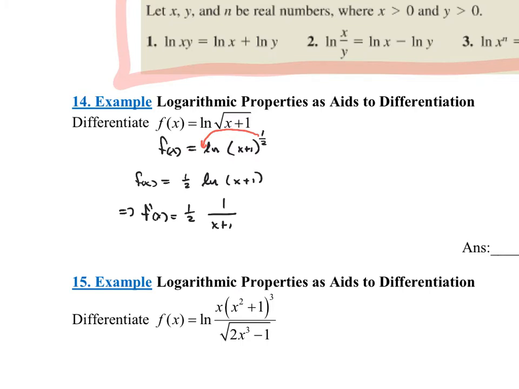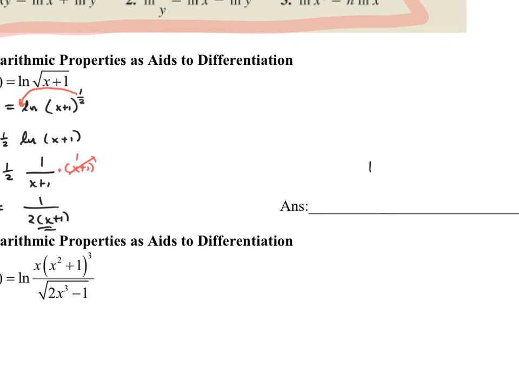And then we have to multiply it times the derivative of u. So that's the derivative of x plus 1. But the derivative of x plus 1 is just a 1. So it looks to me like we have what? 1 over 2 times the quantity x plus 1, or you could have said 1 over 2x plus 2. Totally up to you. I don't care how you write it in that case. Put that in the final answer blank.